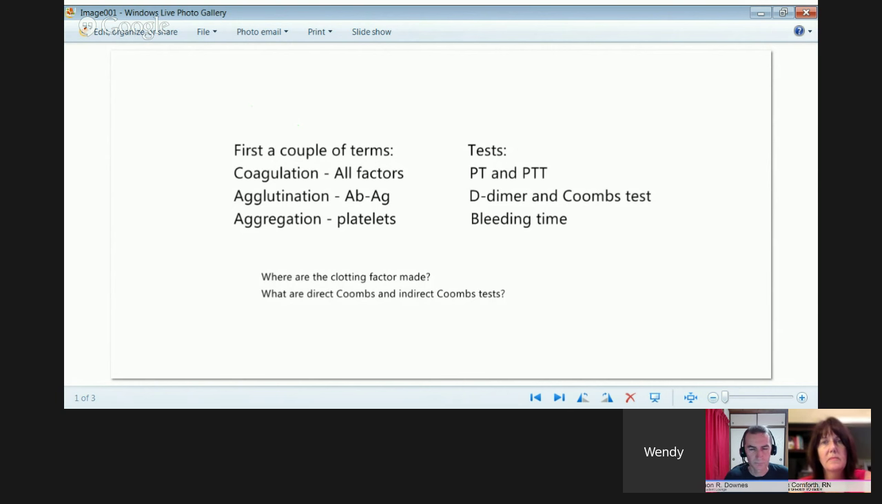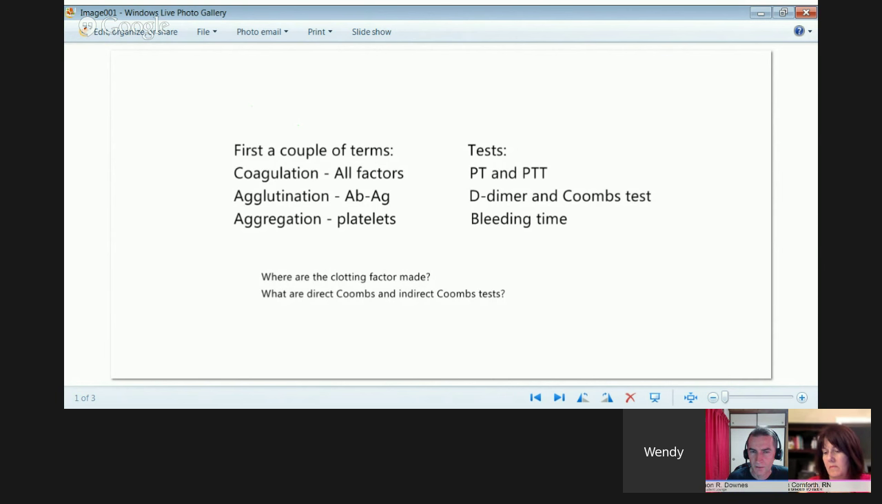Okay. So for coagulation, we test those factors, our clotting factors. We use PT, PTT, and INR. I don't know a lot about this, but I was trying to read up on it before this meeting. So the PTT would be the intrinsic pathway, and the PT is the intrinsic. Is that right? PTT is intrinsic and PT is extrinsic.